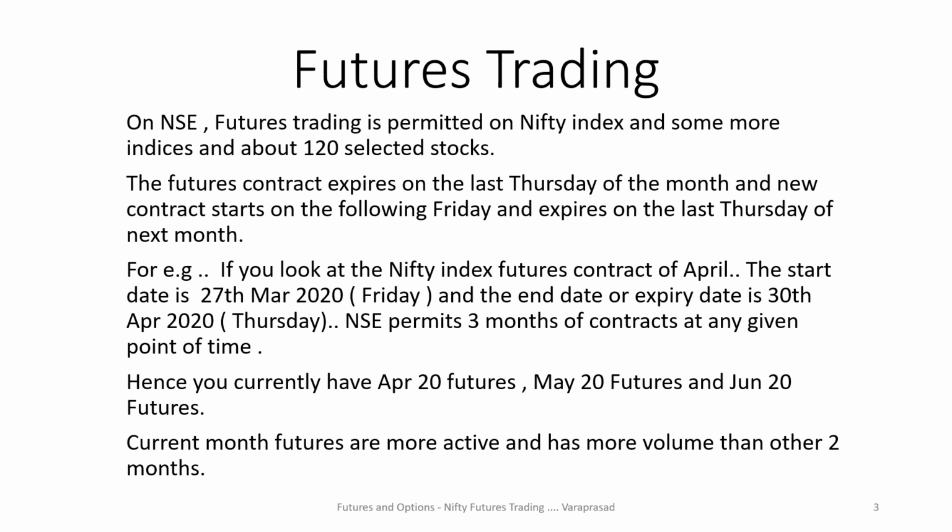NSE permits 3 months of contracts at any given point of time. Hence, you currently have April 20 futures, May 20 futures, and June 20 futures. Current month futures are more active and have more volume than the other 2 months.